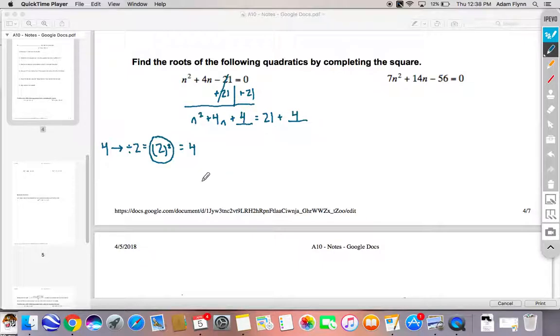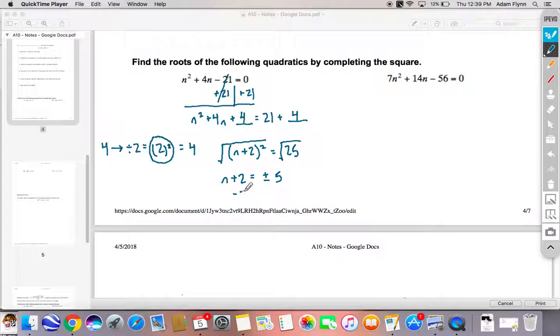So now if we factor the left side, we're left with n plus 2, which was our magic number, squared, equals 21 plus 4, which is 25. So now to solve for n, we'll take the square root of both sides. So we're left with n plus 2 equals plus or minus the square root of 25, which is 5.